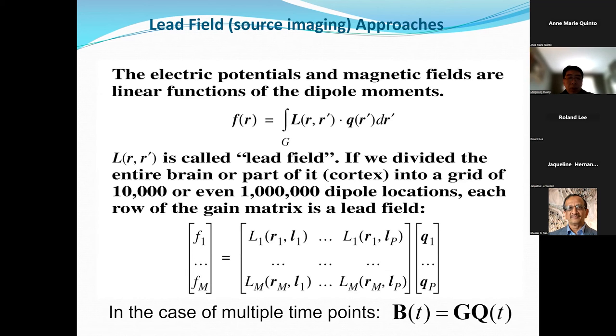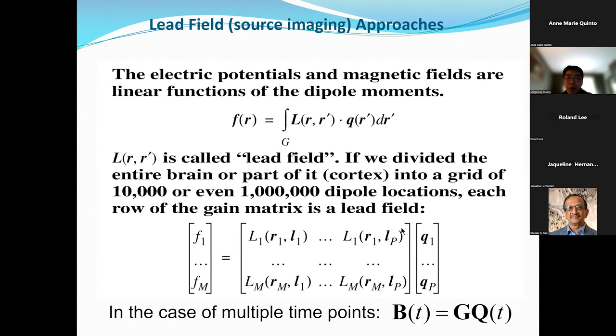So one solution is, why bother with a few sources? Let me pre-divide the entire brain into many, many voxels, say 10,000 or up to a million voxels, and then I assign each voxel a current dipole. Now I'm dealing with a solution where the locations are already known, put over there. Either 10,000 or a million, I put the dipoles over there.